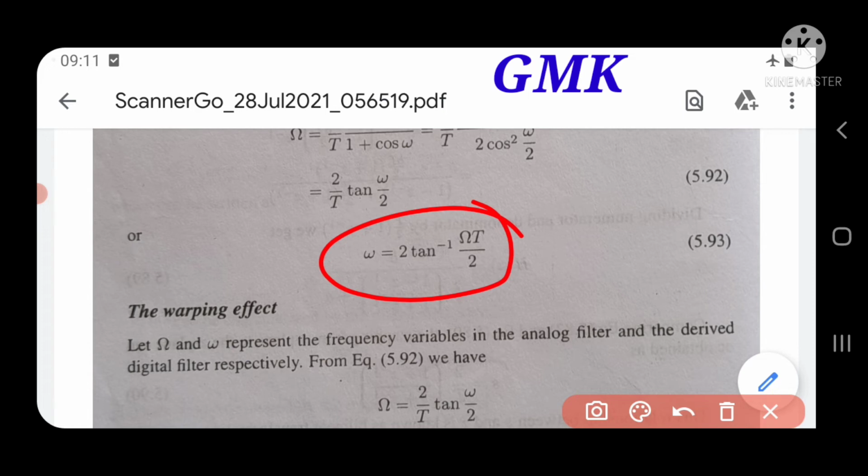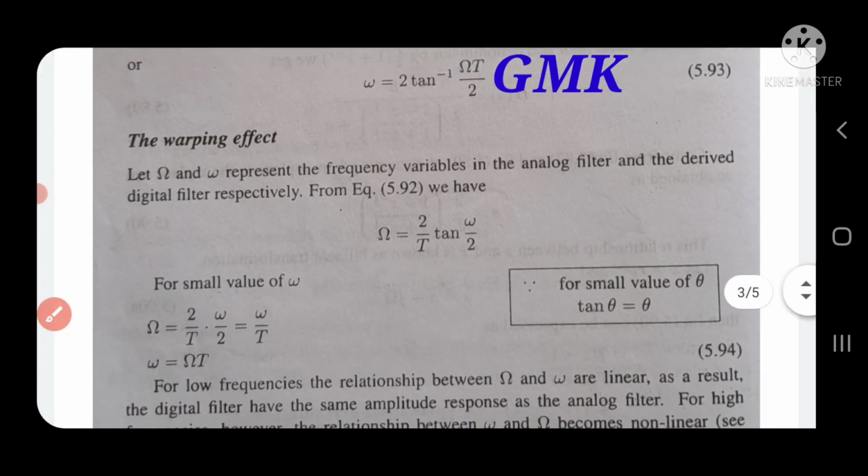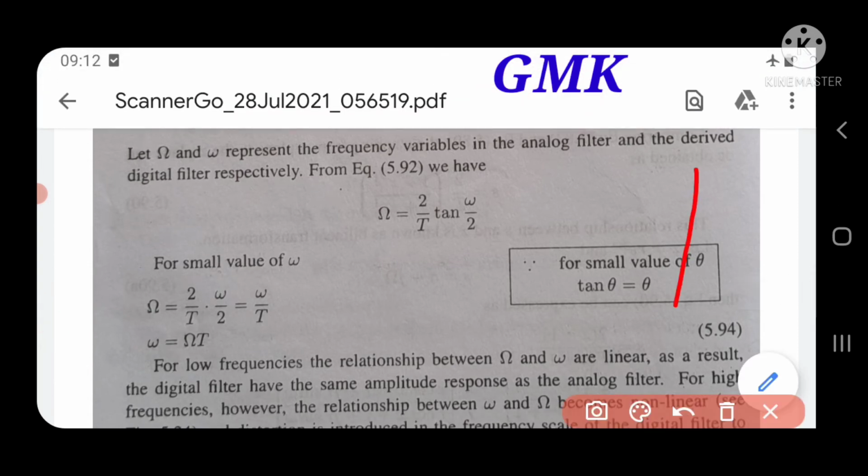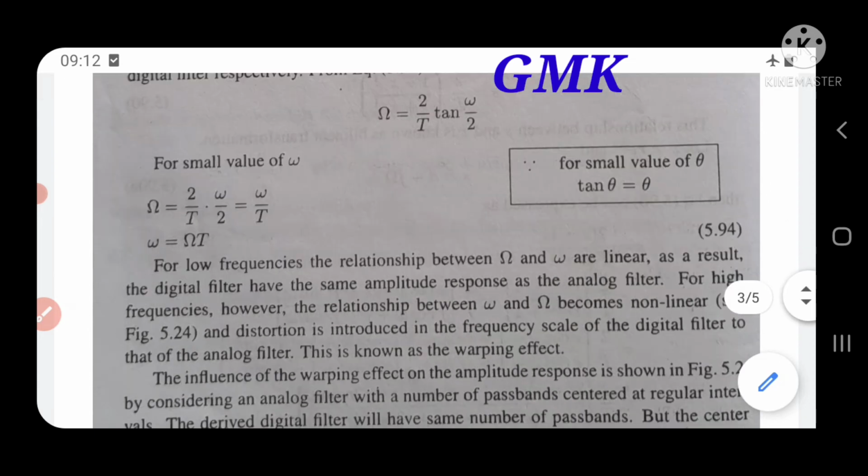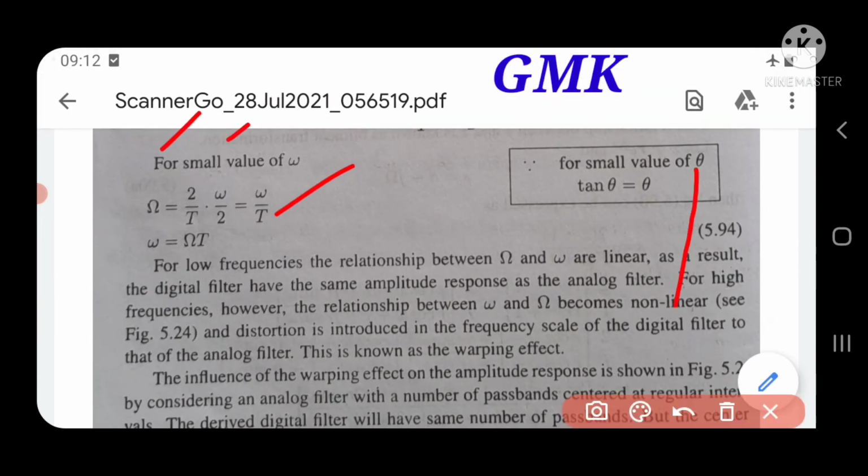Here we have one problem, which is the warping effect. Warping effect means that omega and omega represent the frequency variables in the analog domain and the digital filter respectively. Here we have to consider one important point: for small values of theta, tan theta is approximately equal to theta. By using that assumption, it can be represented as omega is equal to this relation.